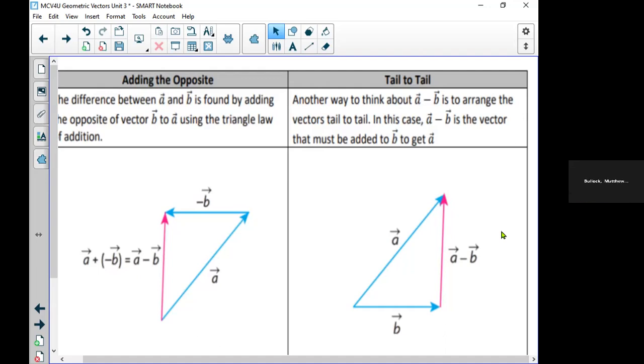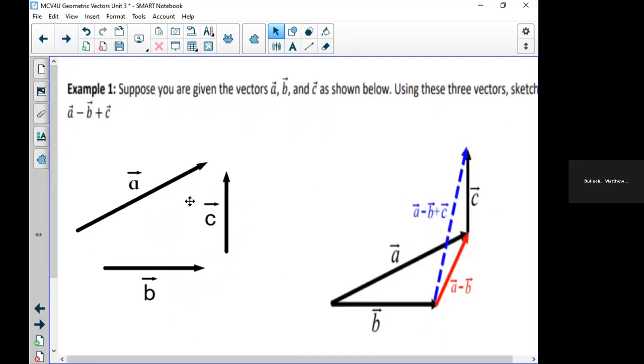Okay, so let's look at an example here. Let's say we are given vectors A, B, and C as shown below. So here they are. And we want to construct a diagram that shows us vector A minus vector B plus vector C.